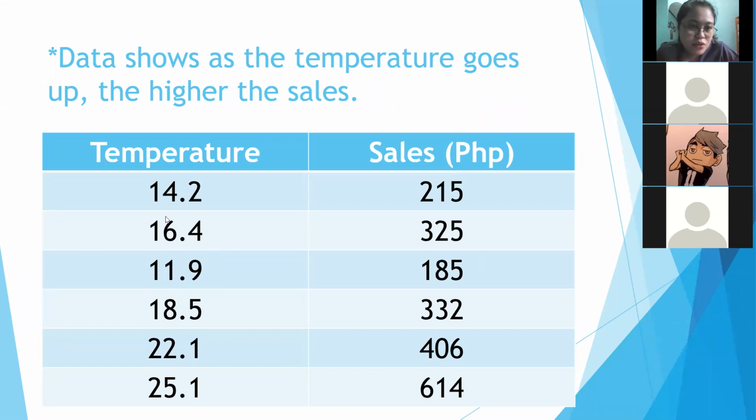So kung nakita ninyo, kung ang temperature is 14.2 katugnaw ba, the sales will be 215 pesos. But if it increases, like the temperature is 25.1 tugnaw gihapon, the sale will become 614. So makaingon jud tag tugnaw kay ang temperature sa Jensen moabot og 30 kapin.